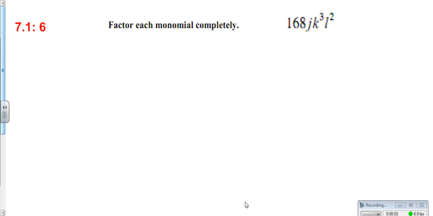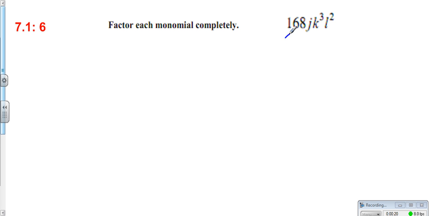Alright, here's our homework quiz for lesson 7.1 that you had at the end of the hour, and this is meant for you to be able to look at this if you didn't get a good idea after the quiz as to why you got it right or wrong. Okay, so first of all, we are factoring.